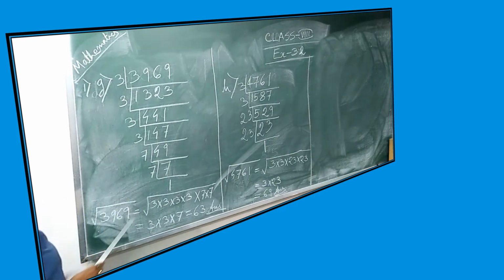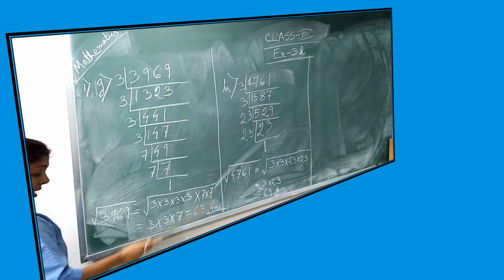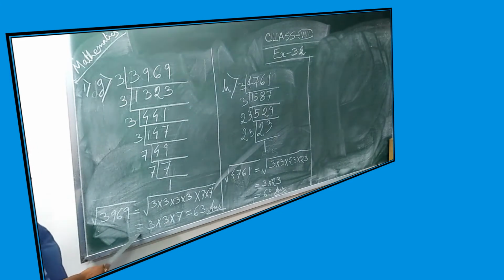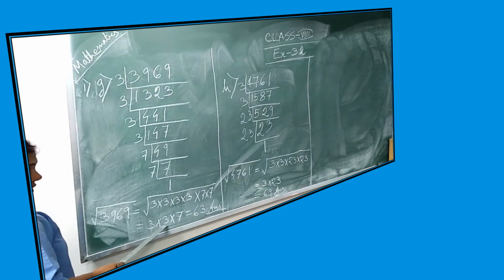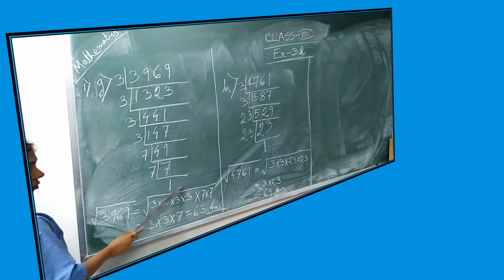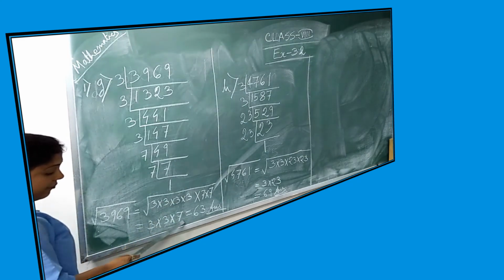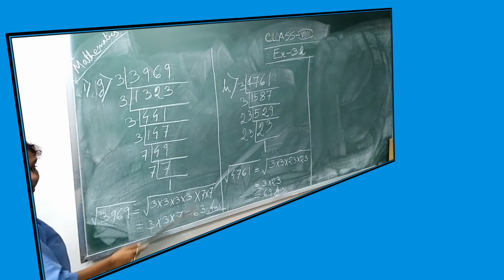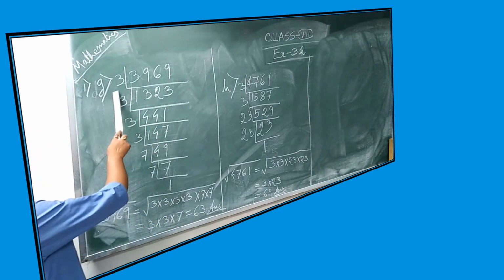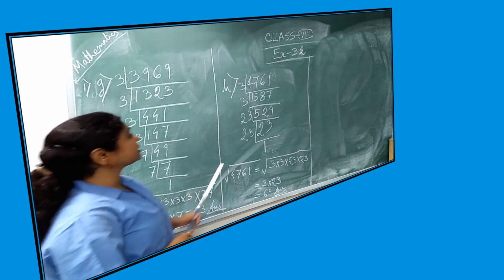So root over of 3969 is equal to root over of 3 into 3 into 3 into 3 into 7 into 7. In the next step we will write without root over 3 into 3 into 7. 3 for this 3 3. Again 3 for this 3 3. And again 7 for this 7 7. If we multiply this it is coming 63. So 63 is the root over of 3969.